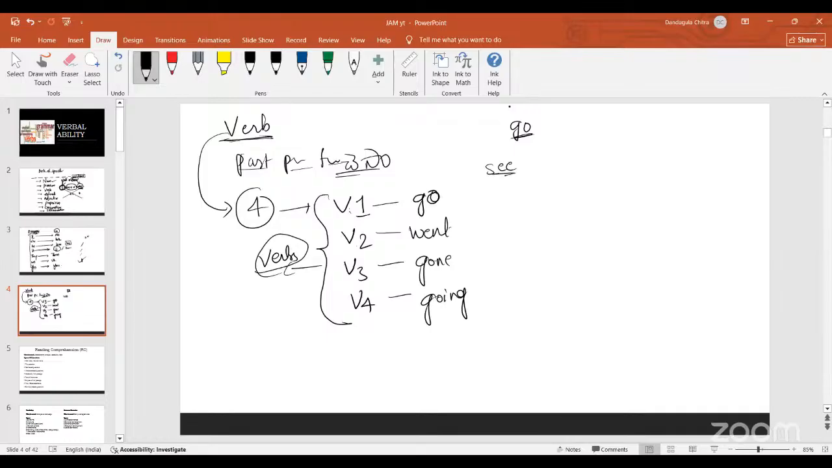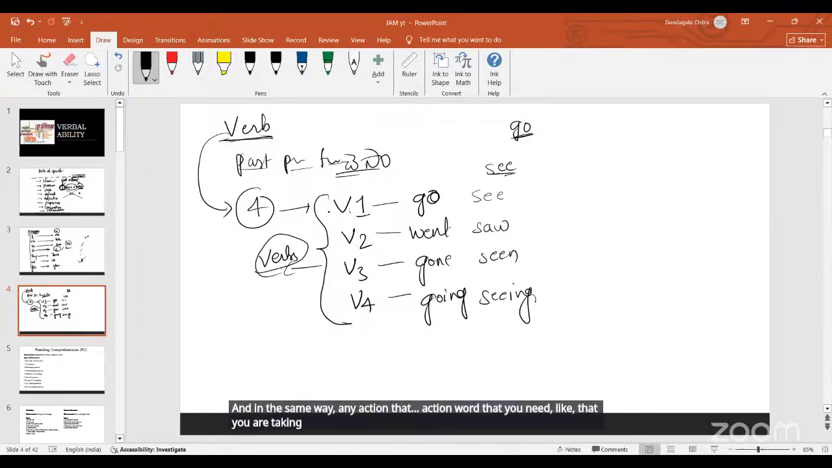Saw, seen, seeing. See, saw, seen, seeing. Right? And in the same way, any action word that you are taking is divided into four parts: the V1, V2, V3, and V4 forms.